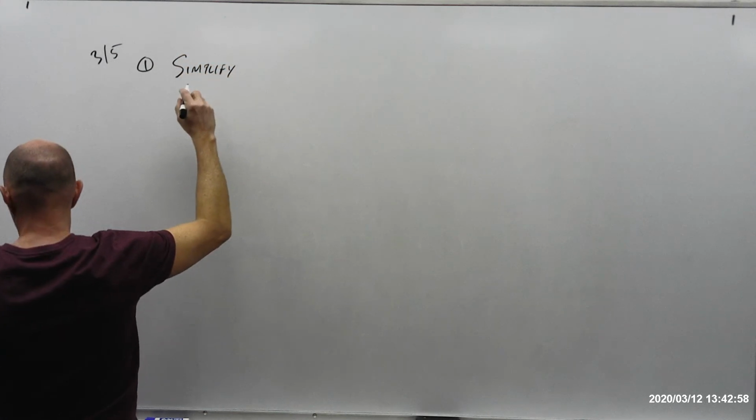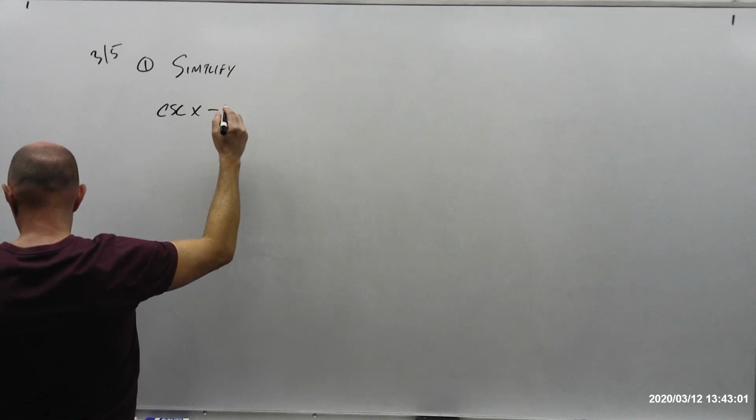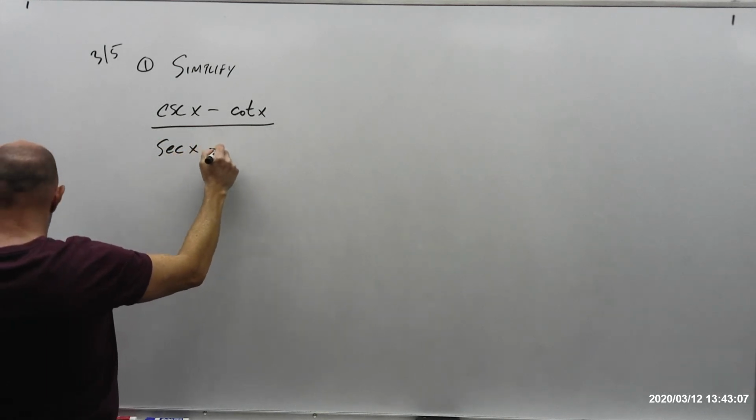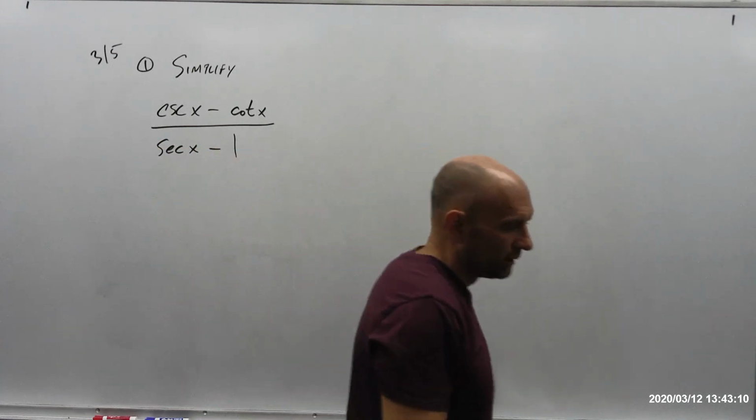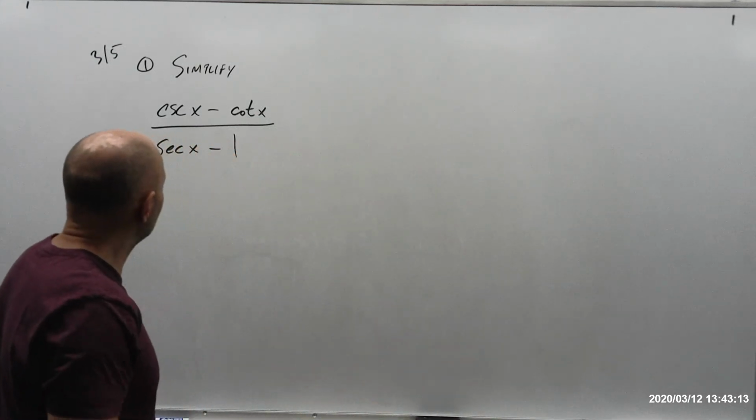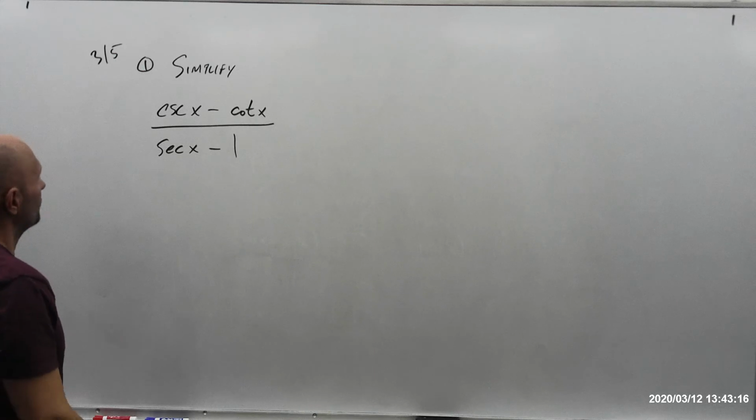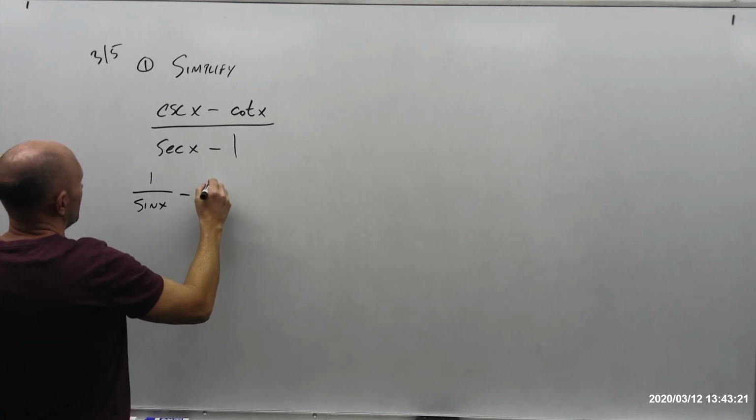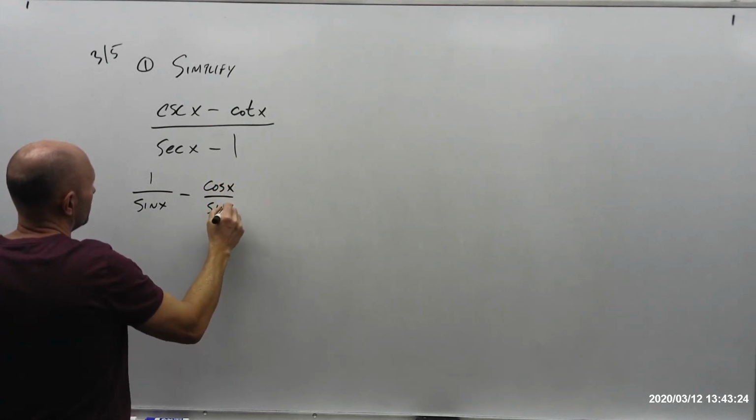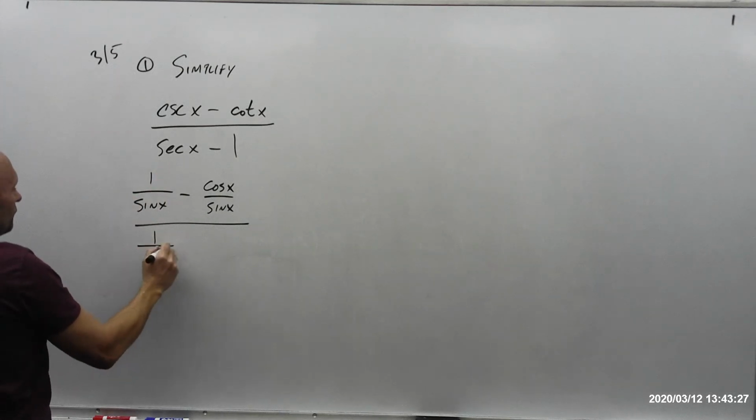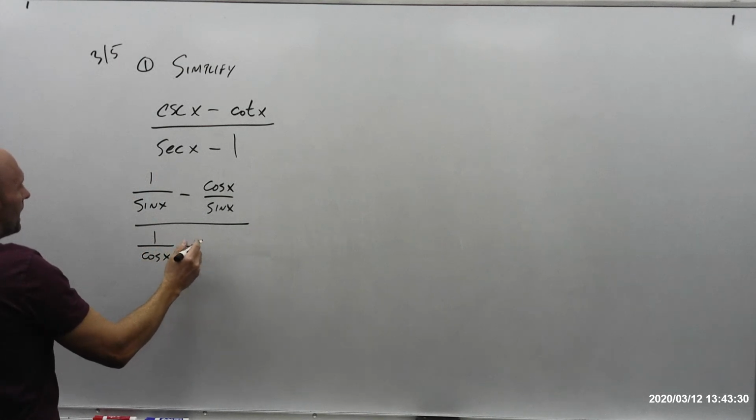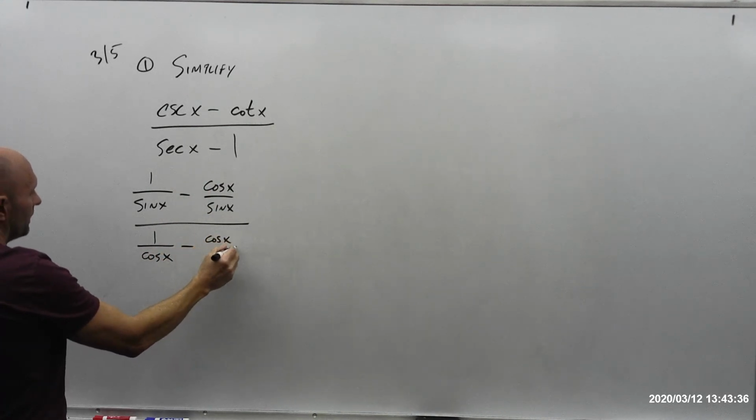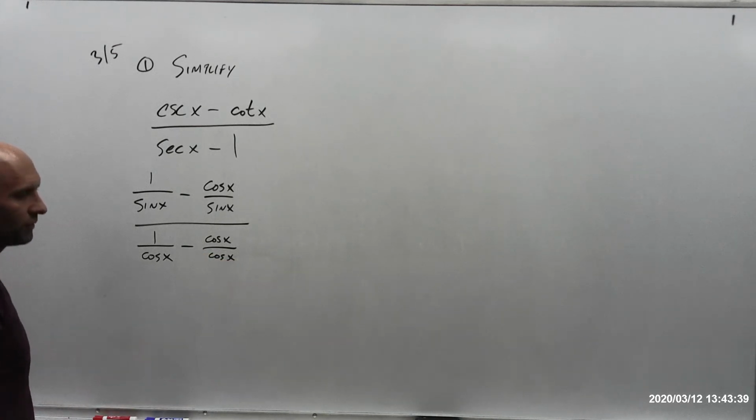So similar to what we just got done doing: cosecant of x minus cotangent of x over secant of x minus 1. So this is what? It's one term. Nothing is in sine and cosine, so let's convert it. Cosecant is 1 over sine. Cotangent is cosine of x over sine of x. Secant is 1 over cosine of x. And then minus 1. So I'm going to convert it to the same denominator as this. So 1 is like cosine of x over cosine of x.